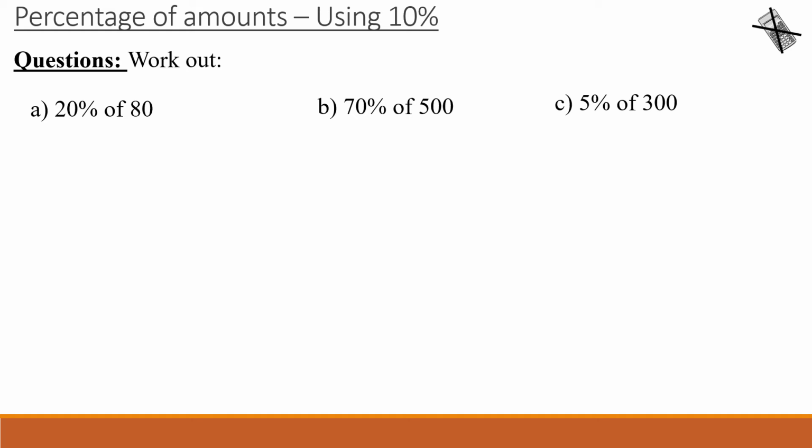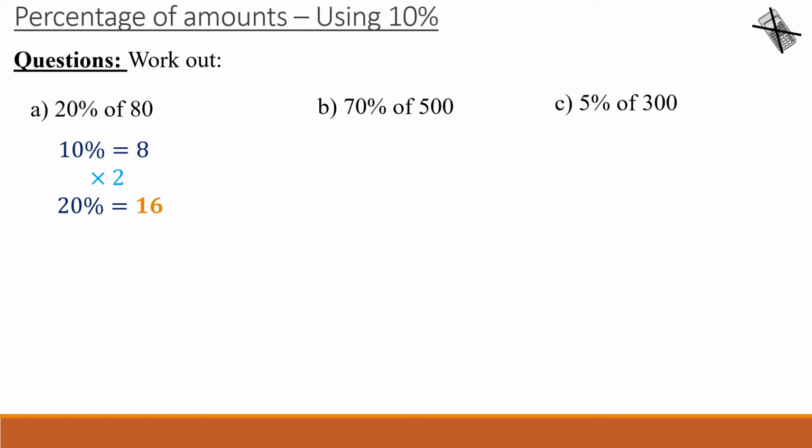Work out 20% of 80. So the first thing we're going to do is work out what 10% is. So 10% is 8, and I've done that by dividing by 10. And if 10% is 8, I can times that by 2, and that will give me 20%. So I've times 10% by 2 to give 20, and I've done 8 times 2 to get 16. And that, in orange, is my final answer.